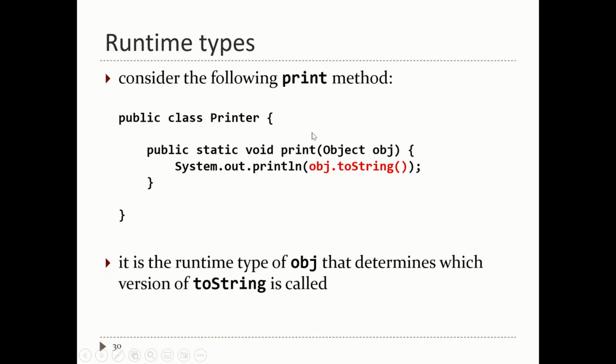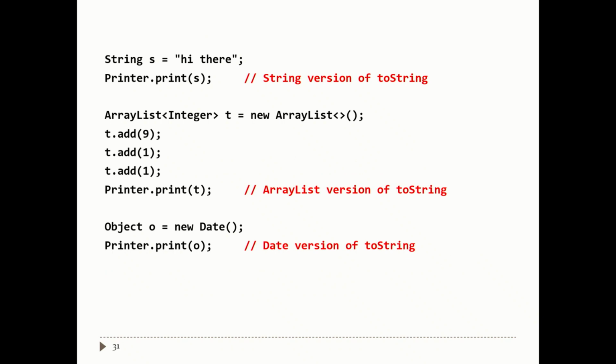So consider the following method. I've got a method print that takes in a reference to an Object. How do you print it? Well, you just call toString on the object, and then you print the string. The runtime type of obj determines what version of toString you get. For example, if I print the String s, then I get the String version of toString. If I make a list t and print the list t, I get the ArrayList version of toString. And if I make a Date and print the date, I get the Date version of toString.